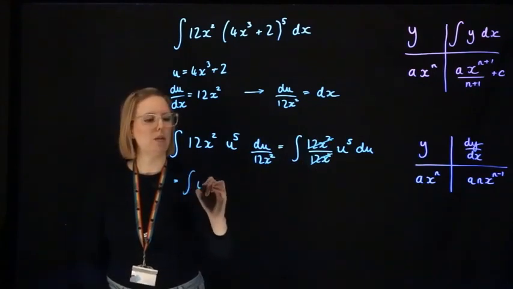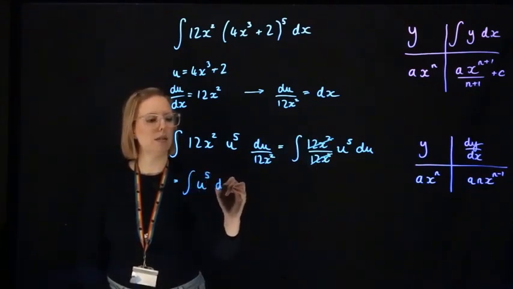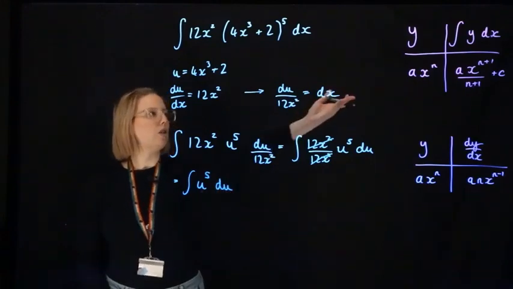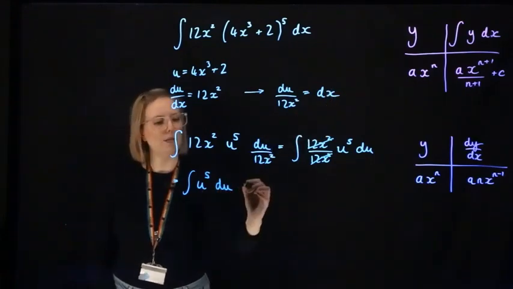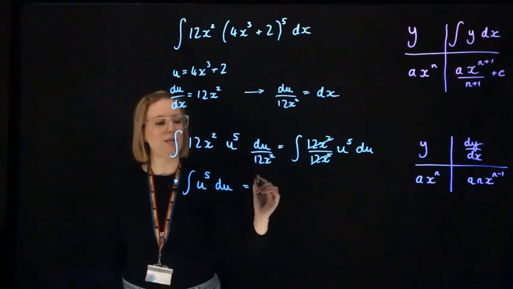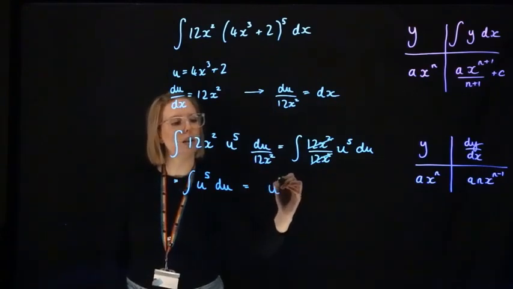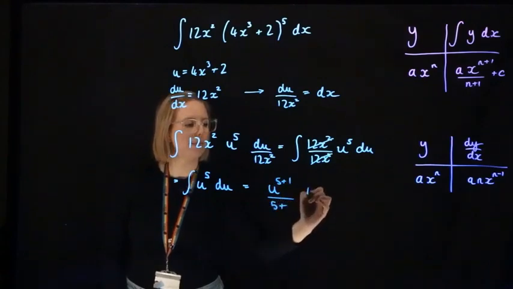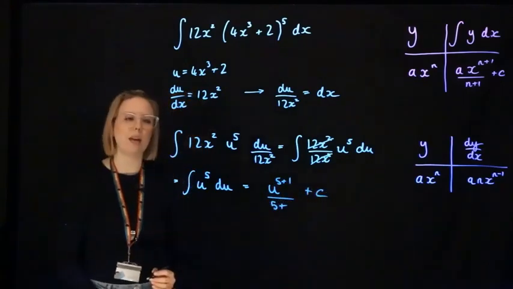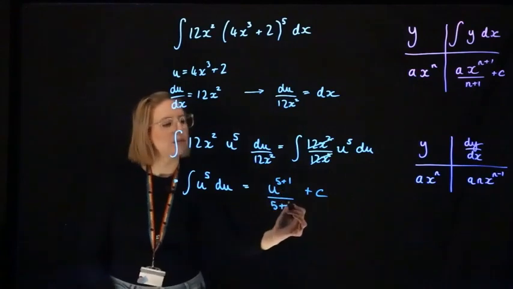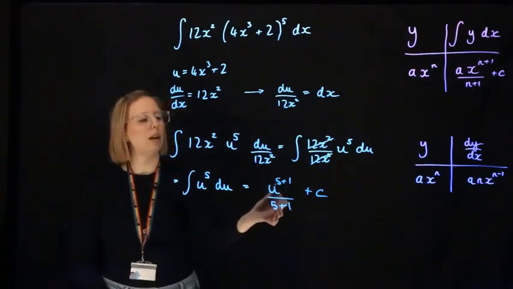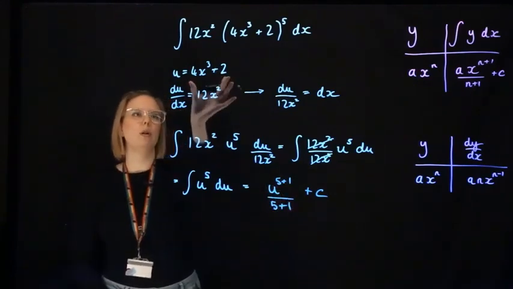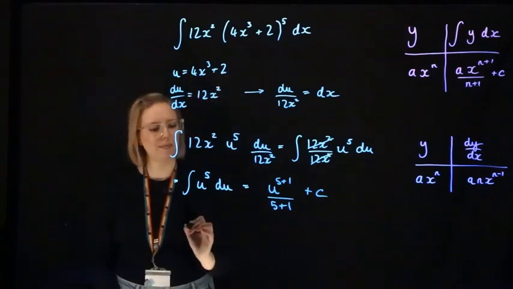So I'm left with u to the power of 5, which I can just follow my power rule over there. So don't forget we're integrating now, so we need to add 1. Don't forget your plus c on the end. And then finally, we want to tidy this up and replace u with what it was at the beginning.